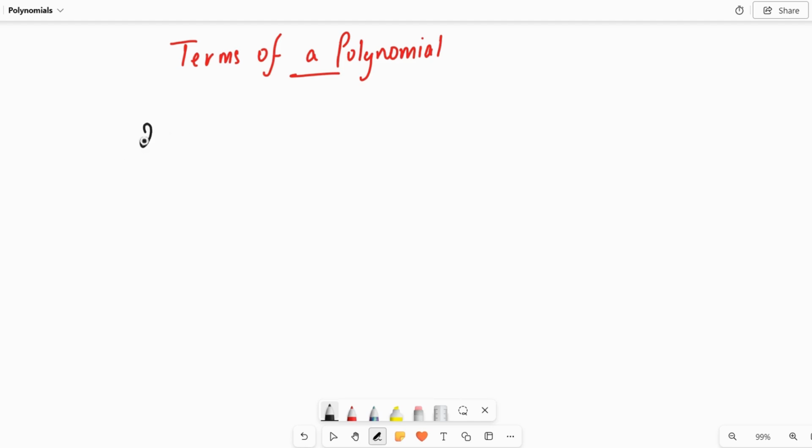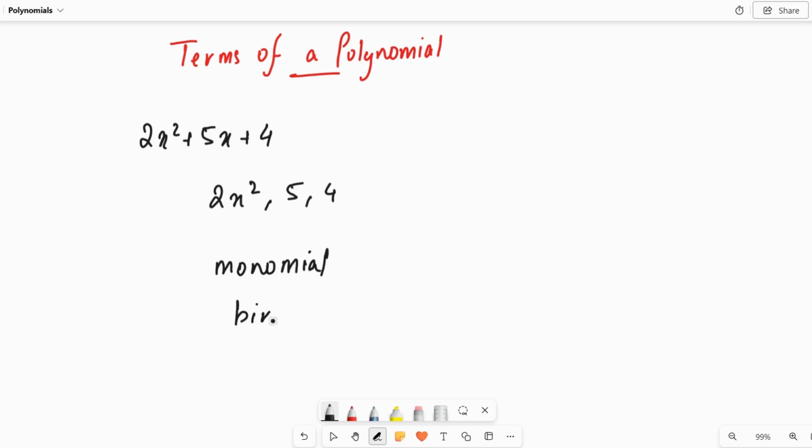The terms of a polynomial are the parts of expression separated by plus or minus signs. For example, 2x square plus 5x plus 4. So here 2x square, 5x and 4 are three terms of the polynomial. Polynomials can be classified based on the number of terms, like monomial, which has only one single term, while binomial have two terms, and trinomial have three, and polynomials.